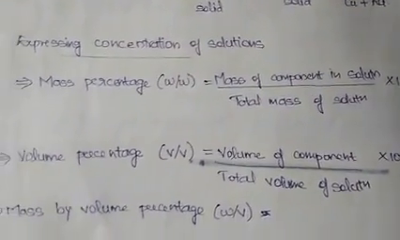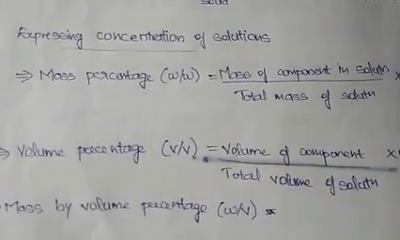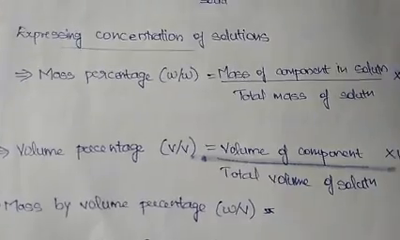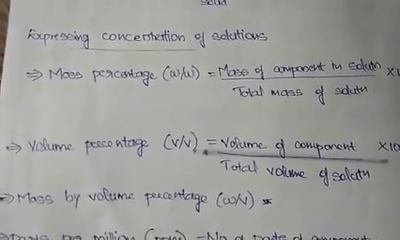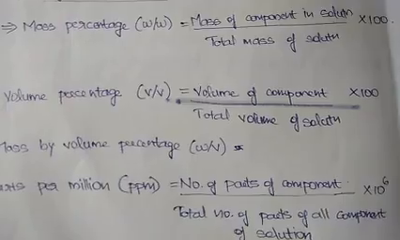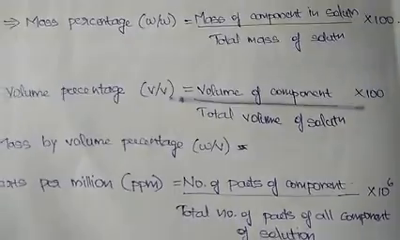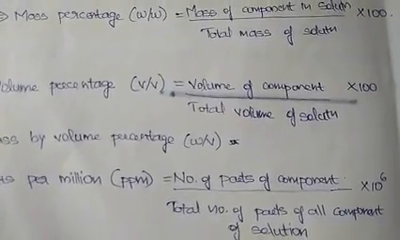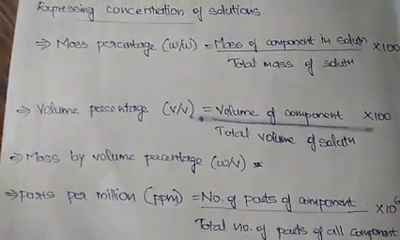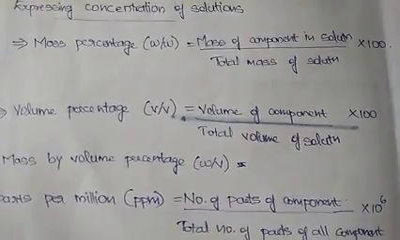And another one is the mass by volume percentage. Here we take the combination of mass percentage and volume percentage, that is mass by volume. And another term is parts per million, which in daily life we see as ppm: the number of parts of component to the total number of parts of all components of the solution into 10 raised to 6. Thus, these are a few parameters for expressing the concentration of solutions.